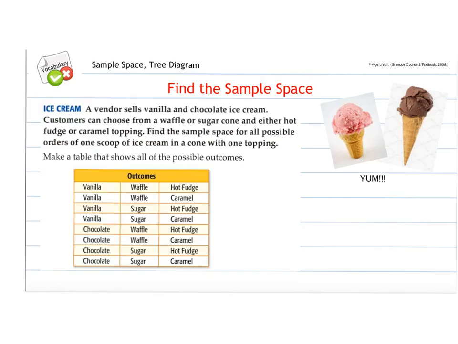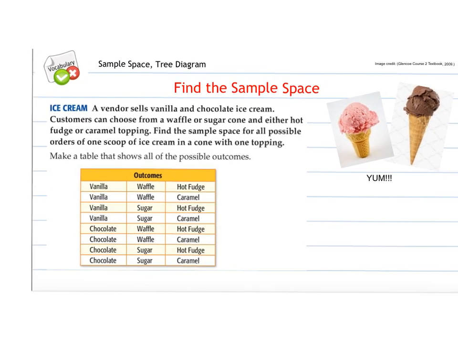All right, so let's look at this common example of going to the ice cream store and ordering an ice cream cone. So if there are choices between vanilla and chocolate ice cream, waffle or sugar cone, and hot fudge or caramel, and we want to find the sample space. So the sample space is how many different outcomes there are, or how many different total choices there are of getting one scoop of ice cream in a certain kind of cone with one topping. So this is a table that shows all of our different choices.